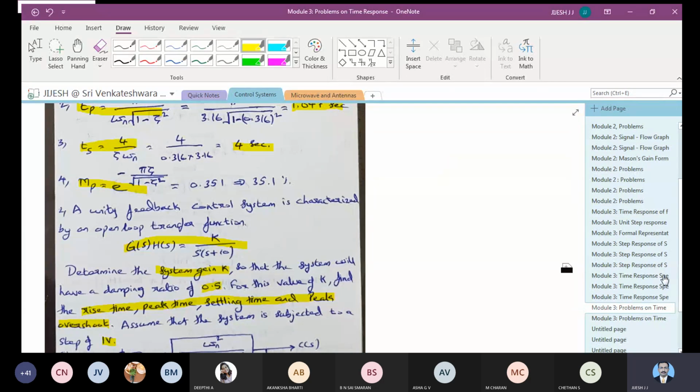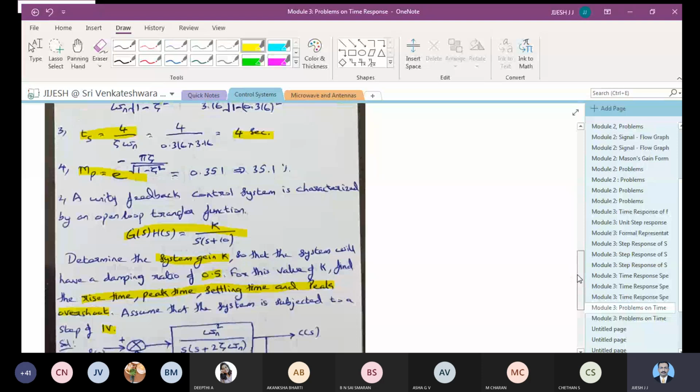So here you can see that G of s H of s is k divided by s into s plus 10 is given for you. The system gain you have to determine. Damping ratio is 0.5 and you can simplify it because it is given that the step input is 1 volt. So first thing we will do is note that the second order system is a negative feedback system. So I'm just going to draw the diagram for that.